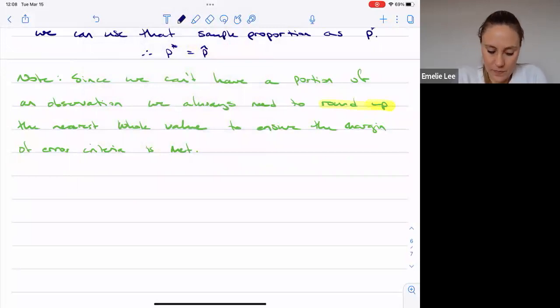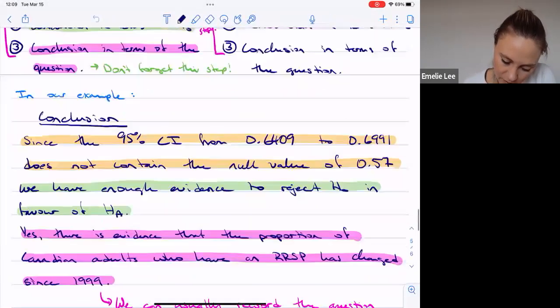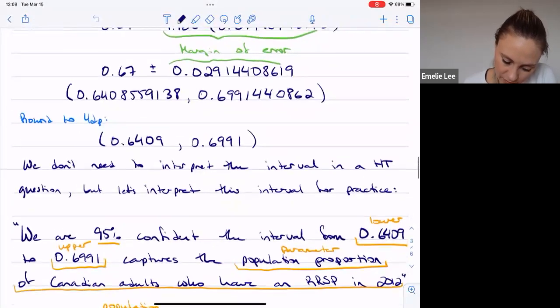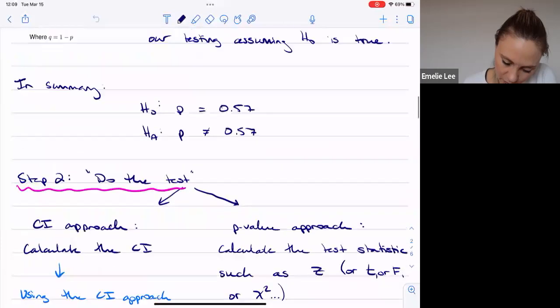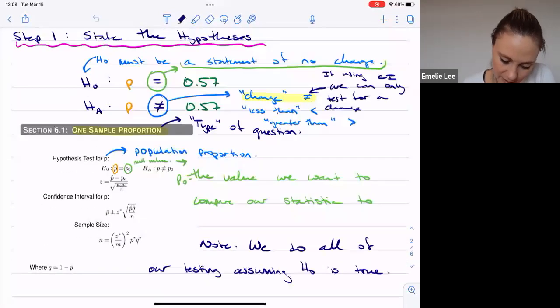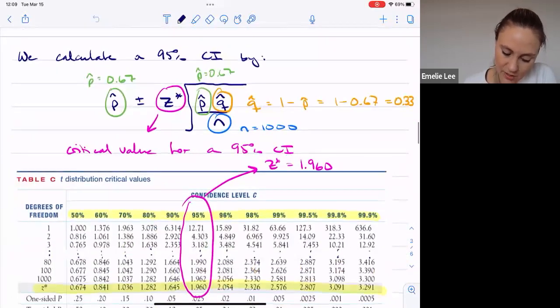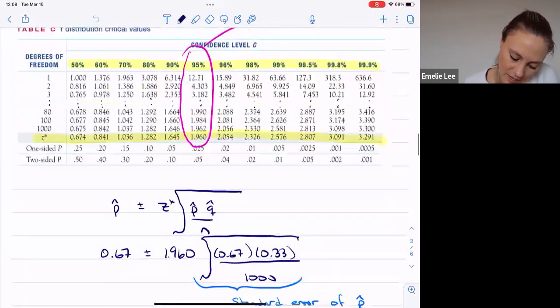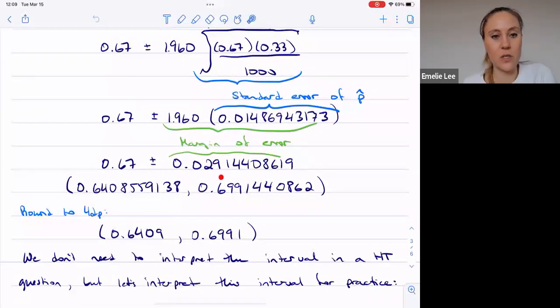So let's see here. I think it was on March 8th, I want to say. We did a confidence interval, right? And we found that the margin of error was 0.029144.